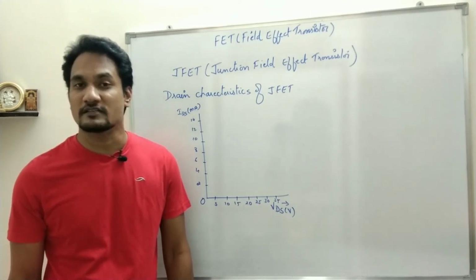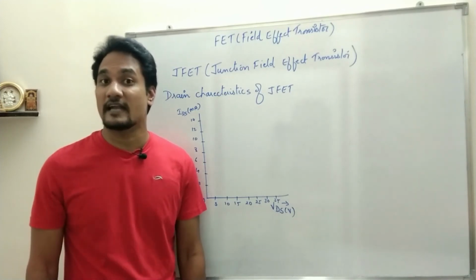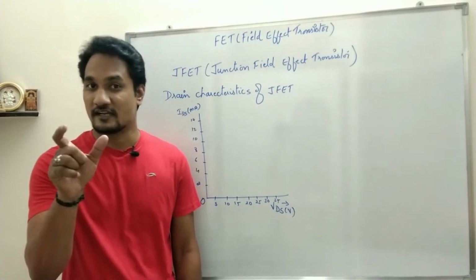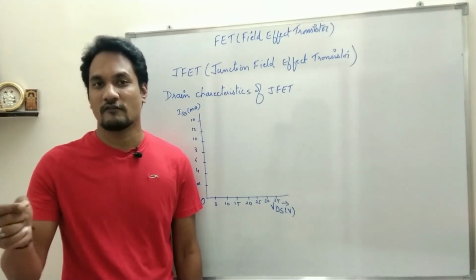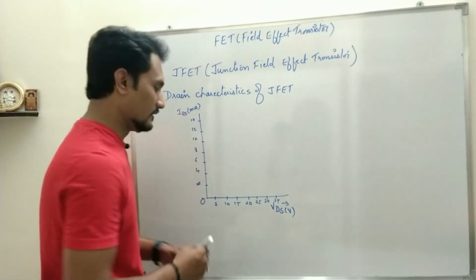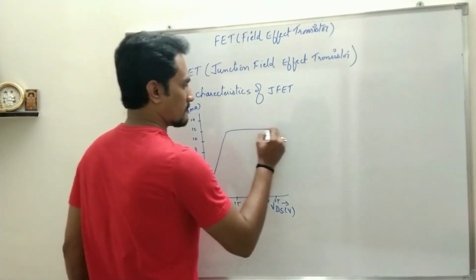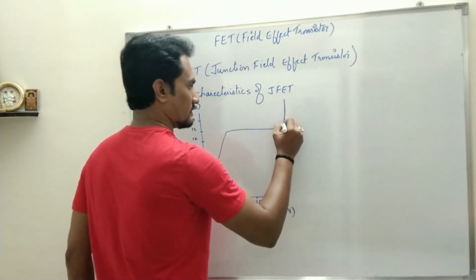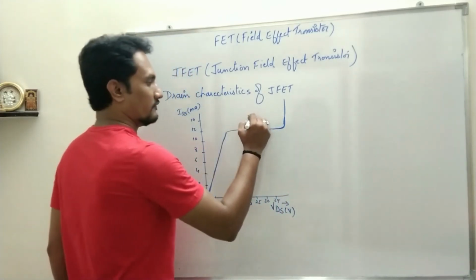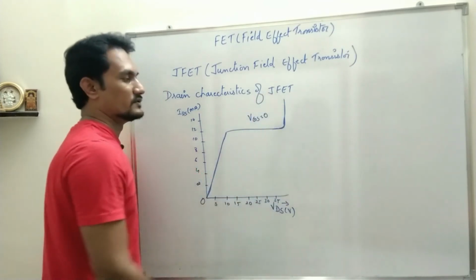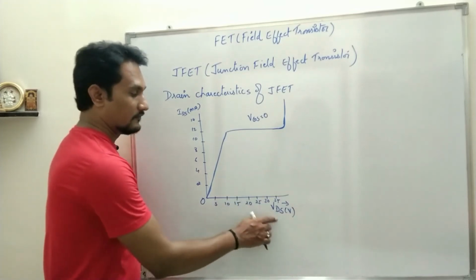So what happens to the depletion layer? The depletion layer will be at its minimum, and if the depletion layer is at its minimum, the channel width is maximum, right? For maximum channel width, for a small VDS the current will increase rapidly. So the graph will be like this. This is the graph for VGS equals 0.